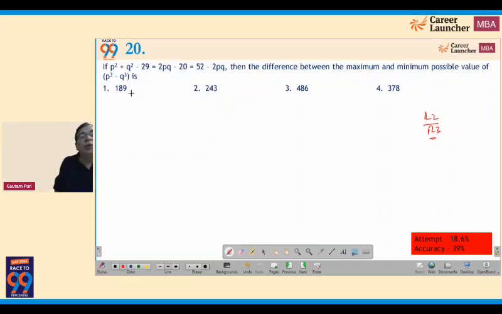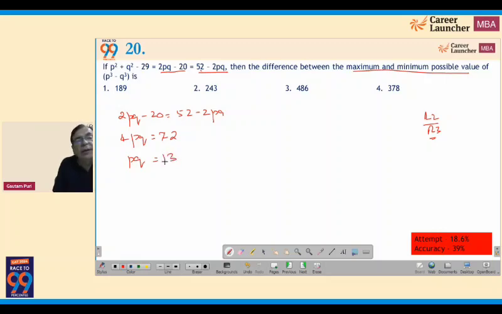Okay. So let me do the question for you. P square plus Q square minus 29 is equal to 2PQ minus 20 equal to 52 minus 2PQ. Difference between the maximum and minimum possible values of P cube minus Q cube. Okay. Let's look at this number. Let me look at these two first. 2PQ minus 20. Okay. So if I put 4PQ, this side should be equal to 72. That means PQ should be equal to 36. Sorry, not 36, 18.